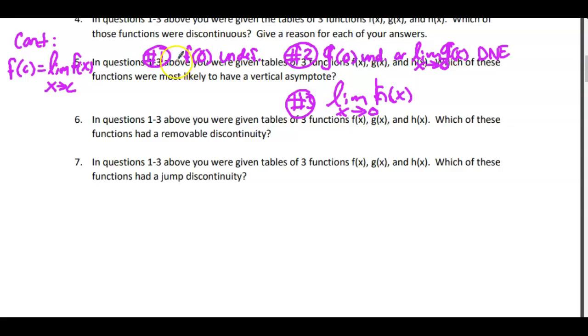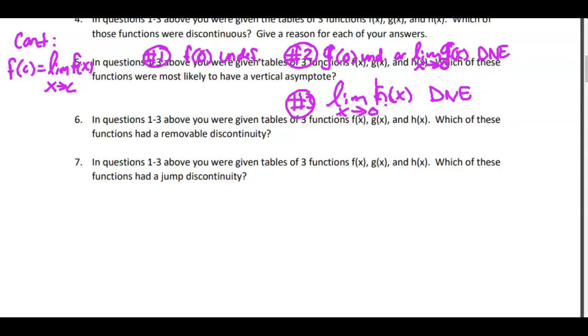So number 1, the function f of x was undefined at 0. Number 2, it was discontinuous because the function was undefined and because the limit did not exist. And for number 3, the limit of h of x did not exist. Therefore, none of those functions were continuous.